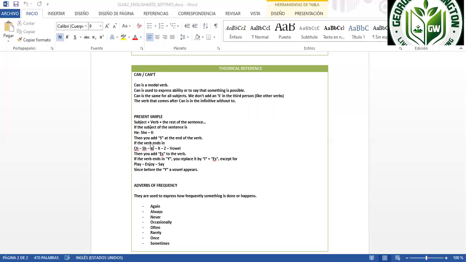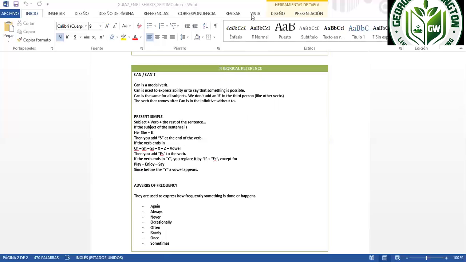If the verb ends in ch, sh, ss, x, z, or o, then you add es to the verb. If the verb ends in y, you replace it by i, and then you add es, except for play, enjoy, or say. This is an exception here. Since before the y a vowel appears, I don't need to change it to i, because then I will have 2 vowels together. So it doesn't apply to play, enjoy, or say.